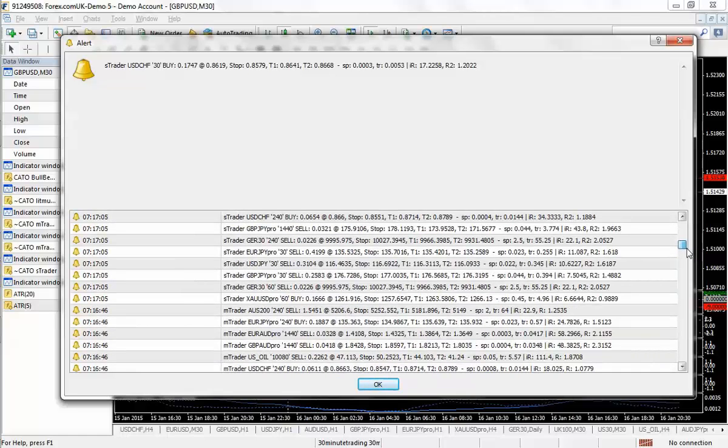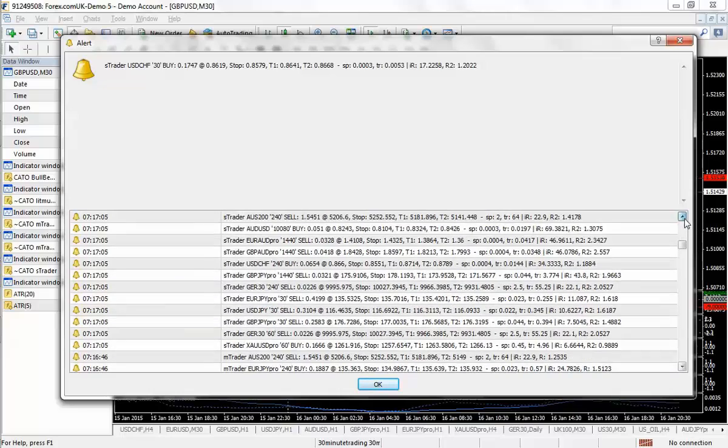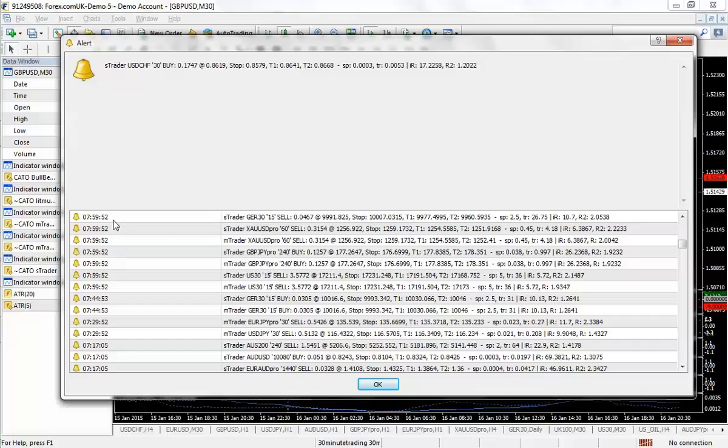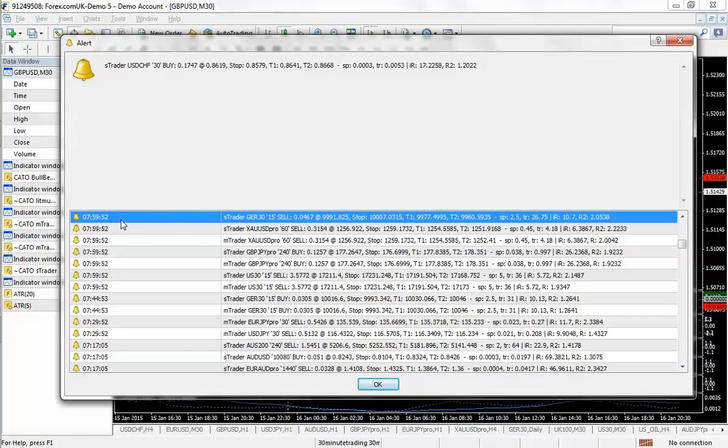So here we are, trades from the morning all the way through there. And 7:59 is because of the clock time on the trading platform and the clock time on my computer and stuff like that. That's a couple of seconds out. But actually that was 8 o'clock. That was the close of the 7:30 candle or whatever it was.